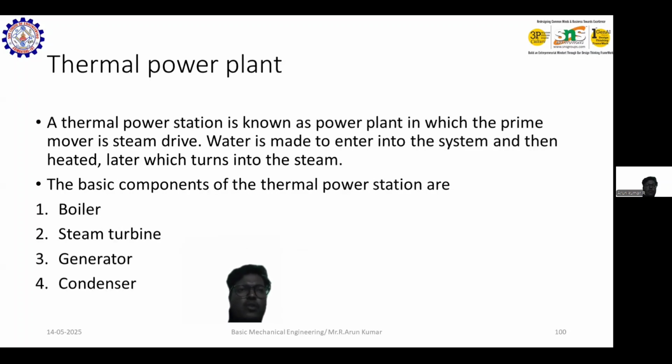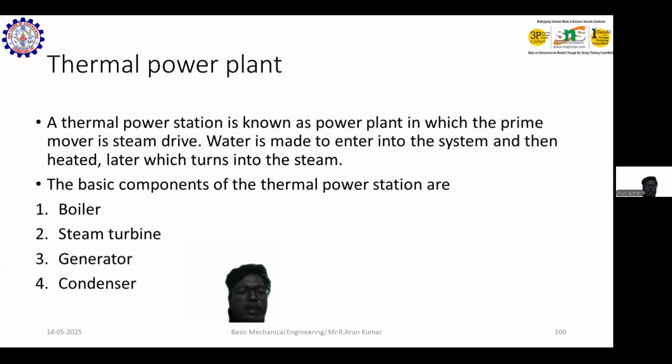As I already told you, in a thermal power plant the steam is the driver. The steam is converted into electric energy, that is, mechanical energy is converted into electric energy. The thermal power plant has a steam-driven primary mover. Water enters the system and is heated, and then it is converted into steam.